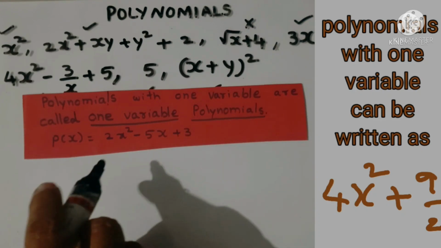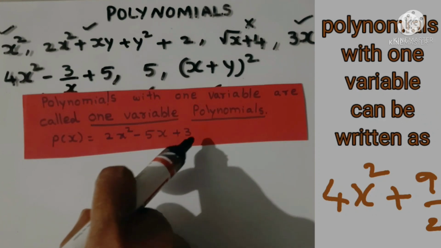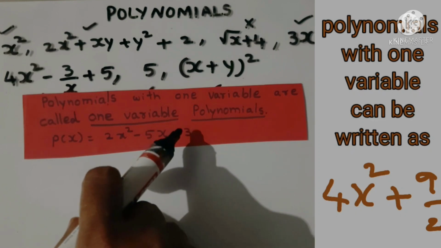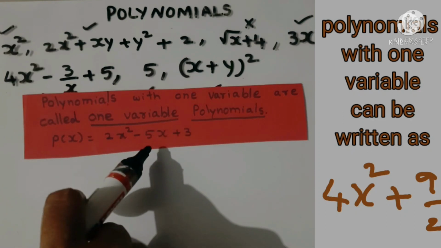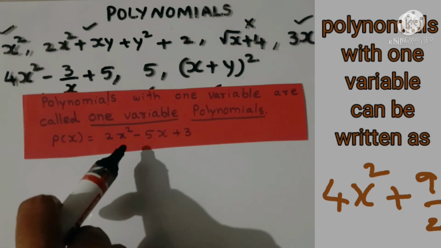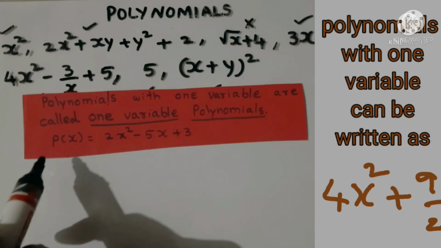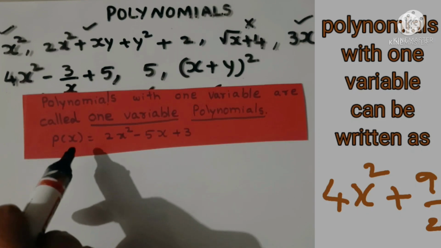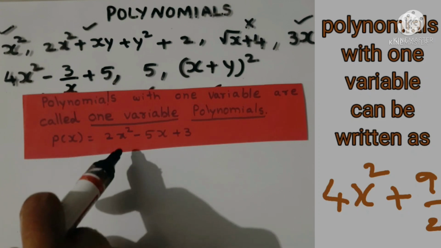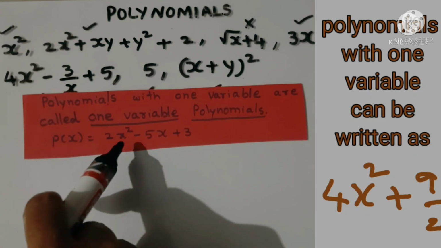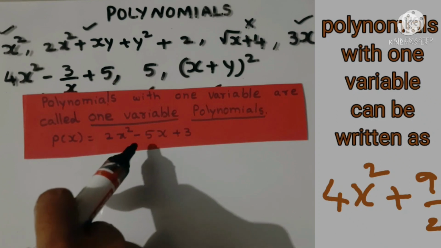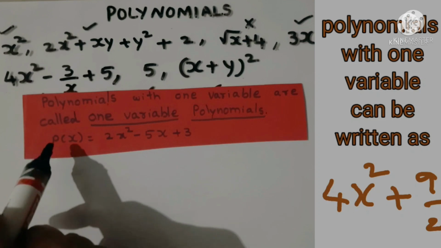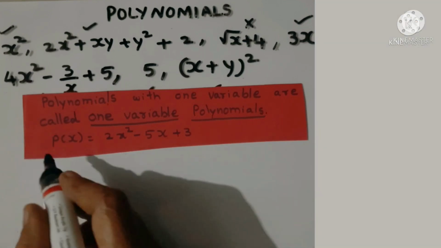See here, example 2x square minus 5x plus 3 is given. In this example, x is the variable. So this is one variable polynomial. Okay. And we can represent this one variable polynomials as p of x, f of x. We can denote like this, g of x. Like that we can name this depending on the variable. If here instead of x, u is given, then we can write p of u. And in the place of p also we can write g of x.